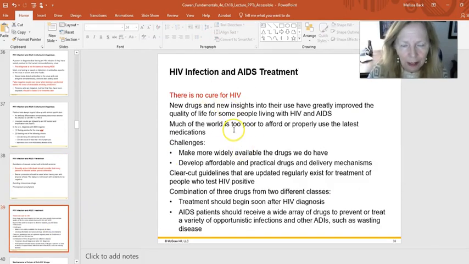There is no cure for HIV. We do not have a cure. We're still working on potential immunizations.